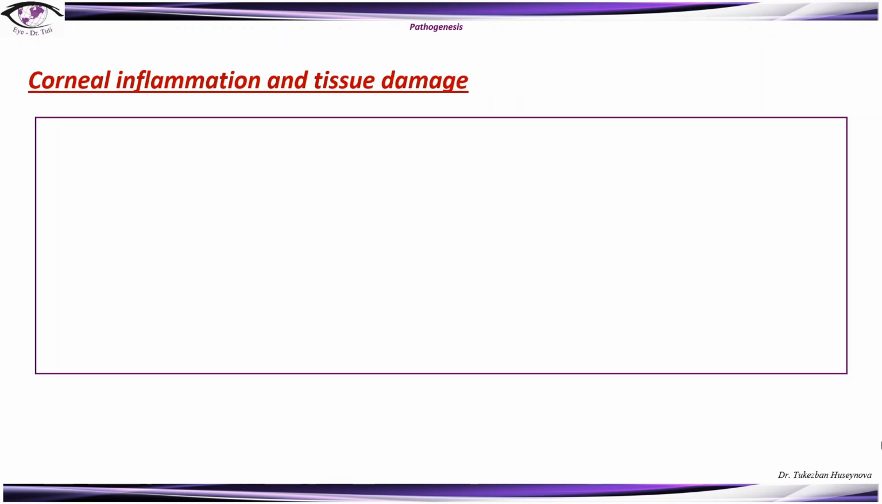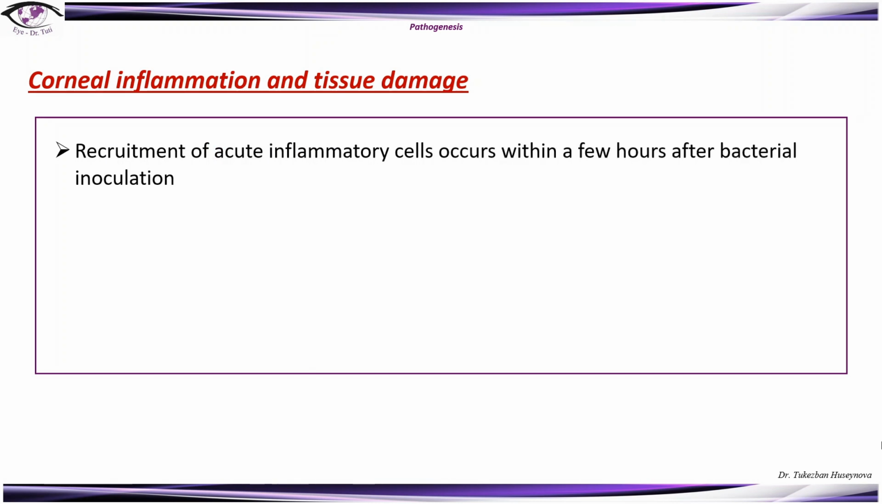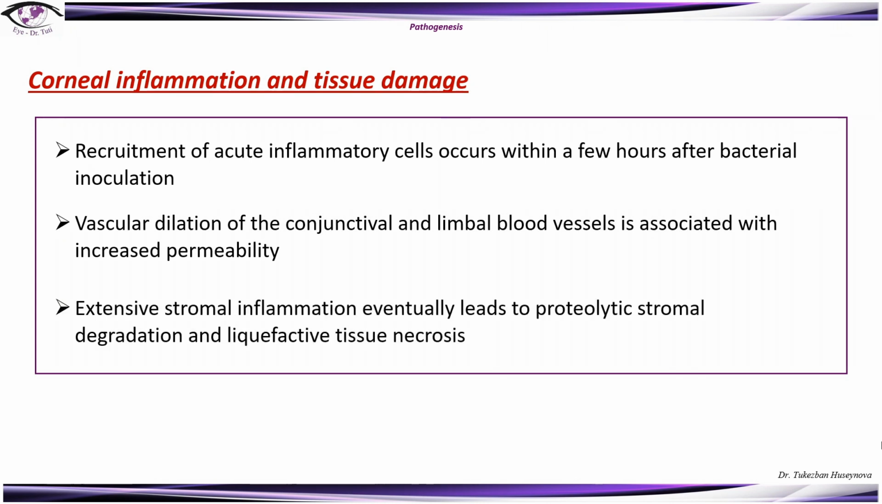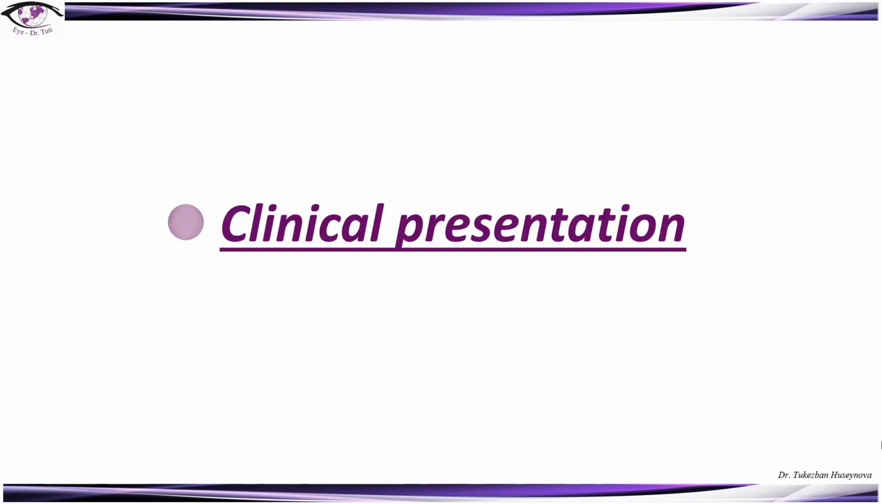Corneal inflammation and tissue damage. Recruitment of acute inflammatory cells occurs within a few hours, as I already said, after bacterial invasion. This will be followed by vascular dilation of the conjunctival and limbal blood vessels, and extensive stromal inflammation will eventually lead to proteolytic stromal degradation and liquefactive tissue necrosis.